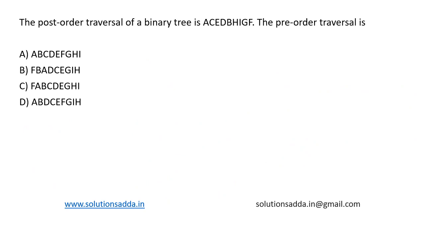This is a previous ISRO question. The post order traversal of a binary tree is given and the pre-order traversal is what? Using a binary tree with just one traversal, we cannot create the other traversal. We always need in-order traversal along with post order or pre order to calculate.